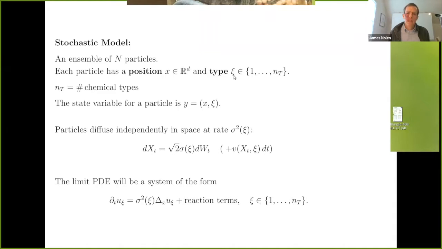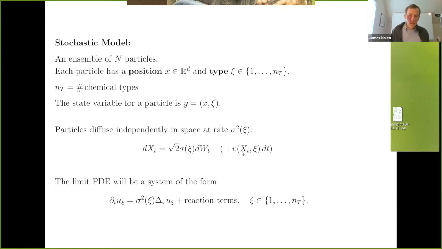And the type is the chemical species ranging from 1 to some fixed number of types in T. So the state variable for a single particle, I'll denote by y, it's both a position and a type. So we assume that particles move around in space, they diffuse independently, and we could assume that the rate of diffusion is type dependent. So each particle is driven by an independent Brownian motion.